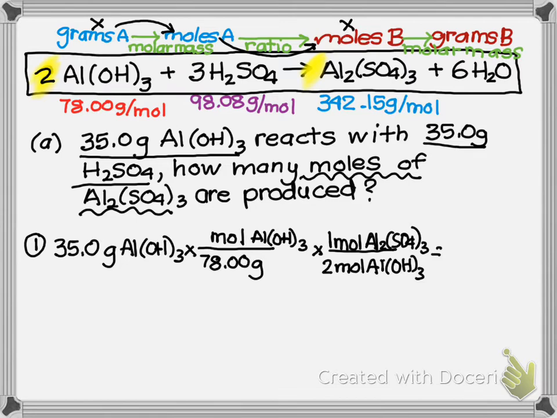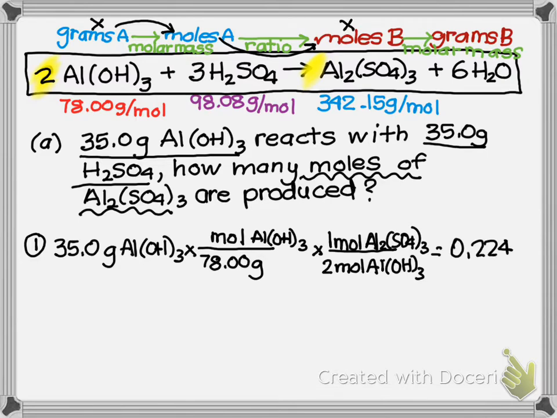I didn't need the molar mass of aluminum sulfate because they didn't ask for it in grams. So now plugging into my calculator, just give me a minute. So 35, I'm dividing that by 78, and then dividing that by 2.